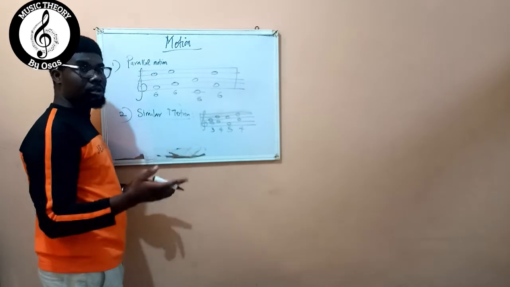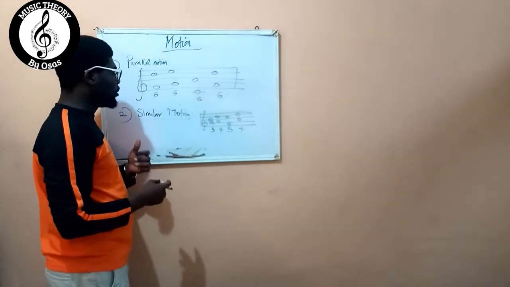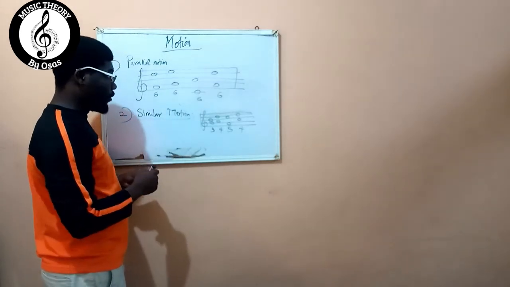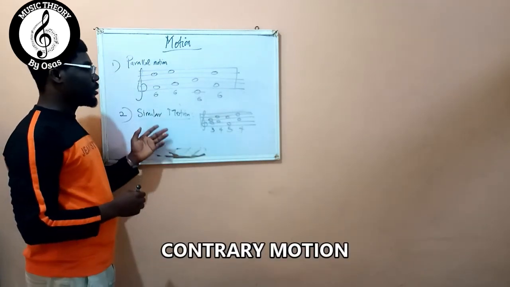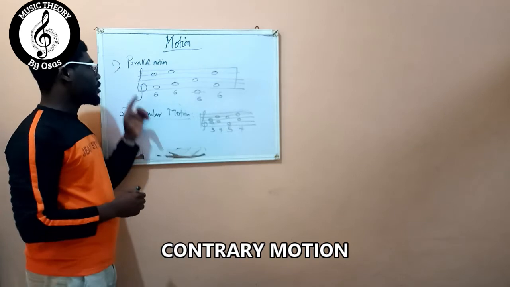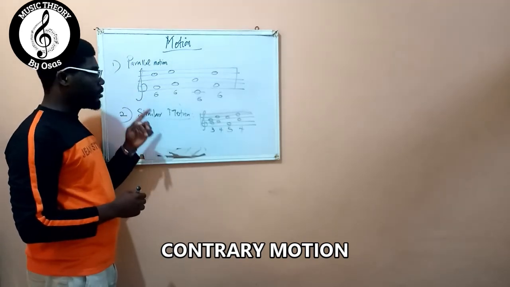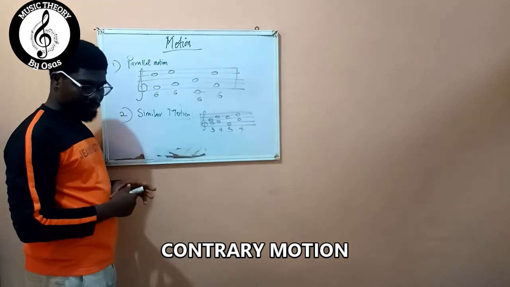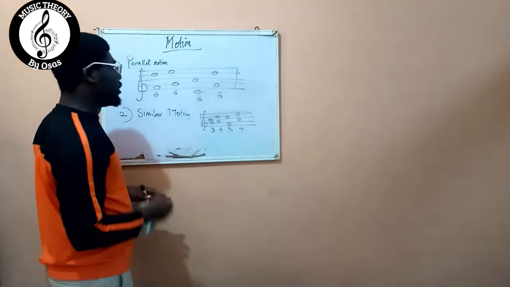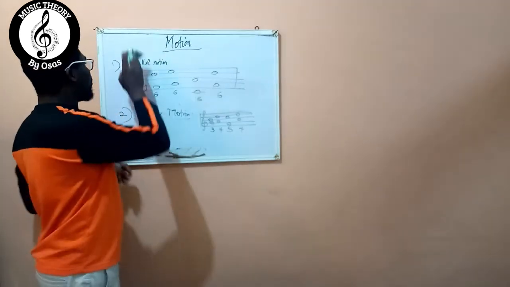So you can distinguish between parallel and similar motion. The difference is this: parallel is same interval, same direction; similar is same direction, different interval. So we'll move straight to the next one.